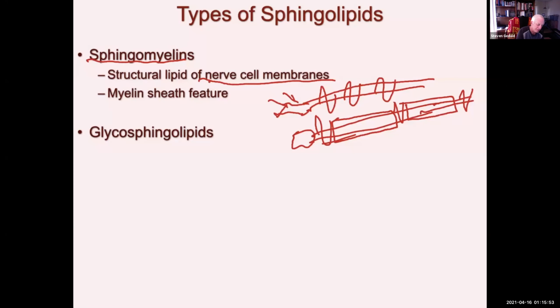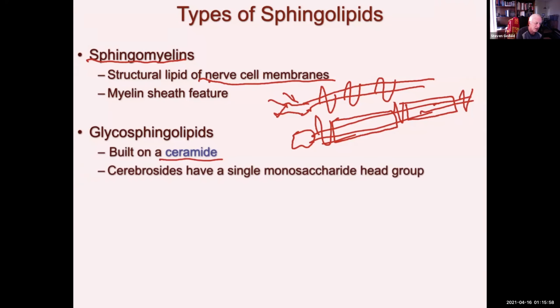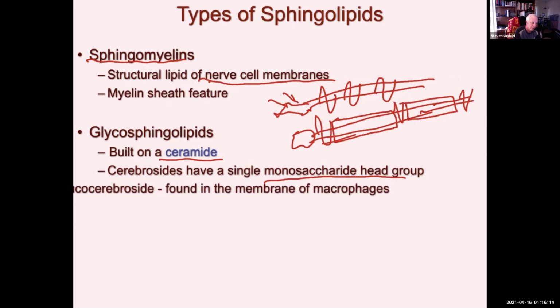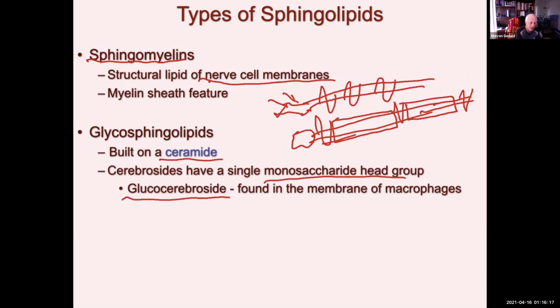And you have glycosphingolipids. Okay, they're built on ceramide. Cerebrosides have a single monosaccharide head group. So they've got a sugar group at the top, at the head position of the molecule, and it's a monosaccharide, glucose or galactose. It's just a 6-ring or 5-ring sugar. Glucocerebrosides are found in the membranes of macrophages. Macrophages are phagocytic cells. They eat other cells, eat pathogens, viruses, bacteria. That's where your glucocerebrosides are found, in the membranes of macrophages.